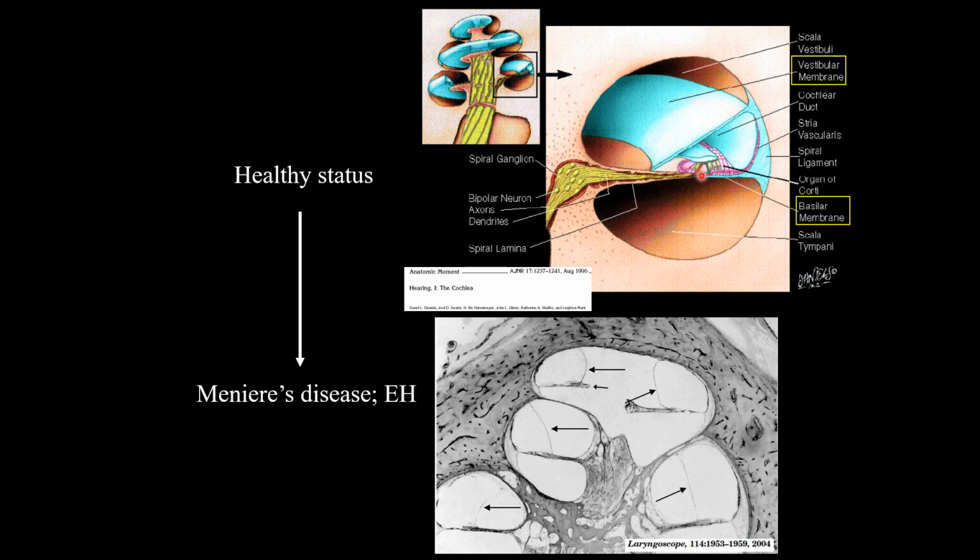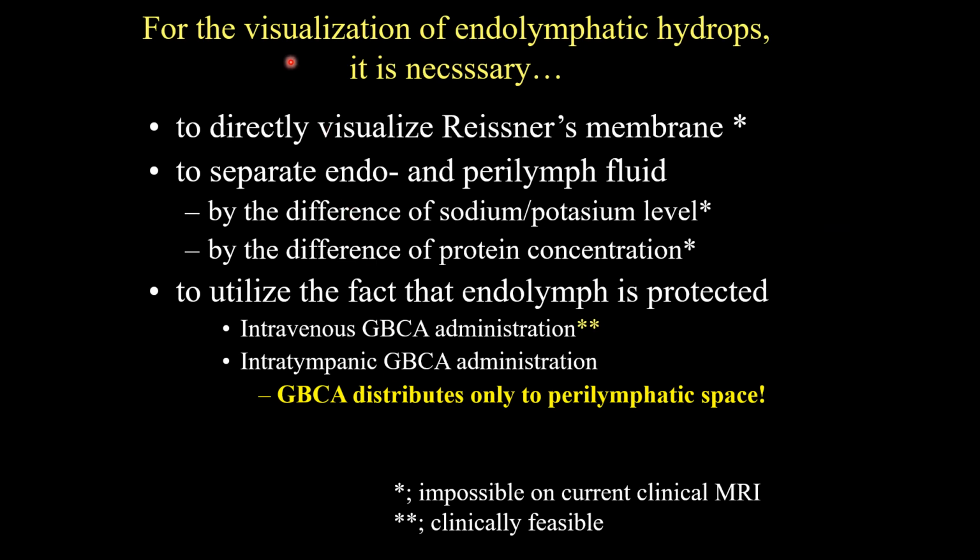This is healthy status of cochlea. This is endolymphatic space. And in Meniere's disease, this space enlarges. This is endolymphatic hydrops. For the visualization of endolymphatic hydrops, it is necessary to directly visualize very thin Reissner's membrane, but this is impossible on current clinical MRI. Or to separate endo and perilymph fluid by the difference of sodium-potassium level or by the difference of protein concentration. These are also very difficult for the clinical MRI.